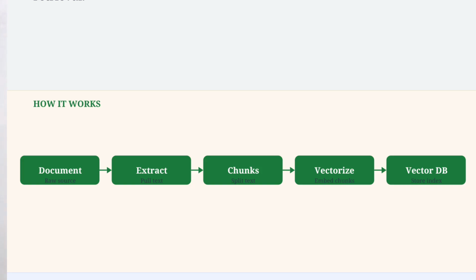So why does this matter? Because without good indexing, an AI literally cannot find relevant information when someone asks a question. The quality of your index directly determines the quality of every answer downstream. Get this step wrong and everything else fails.